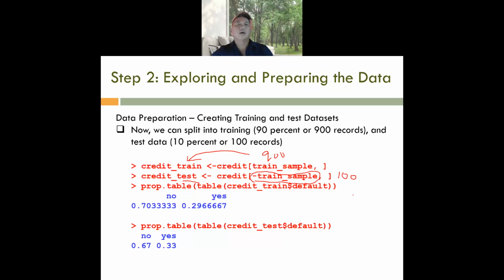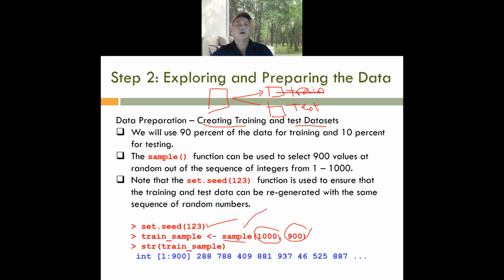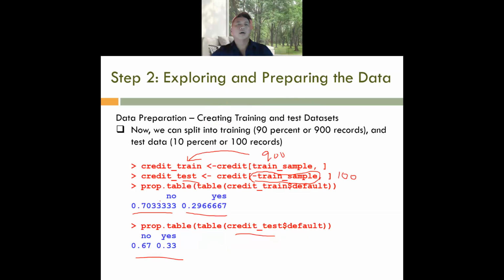Then if you look at the proportion table for your training data set, you still maintain this percentage, 70% default no, 30% default yes, meaning that you have a good distribution of no and yes. It is similar for your test set, you will have the same. So it is very important to use sampling with a random selection, because we want to ensure that we have the same proportion for your training and also for the testing.